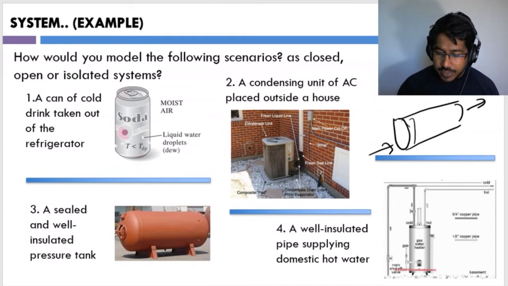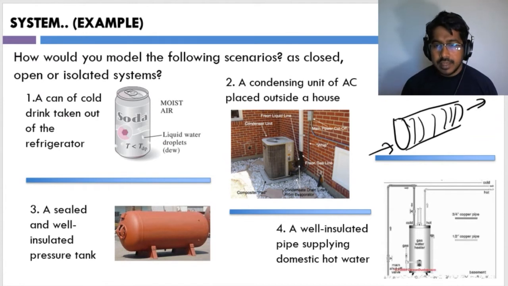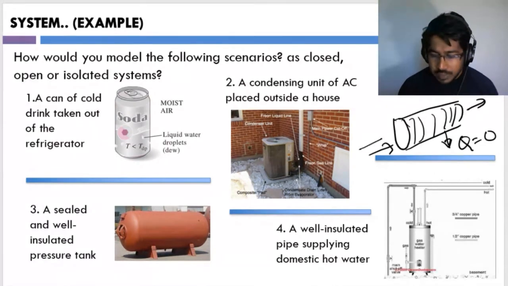Like if it is insulated like this, the heat cannot transfer through this surface. So we can say that there's no heat transfer here, but both heat and mass can enter and exit the pipe from these two ends. So it's an open system.